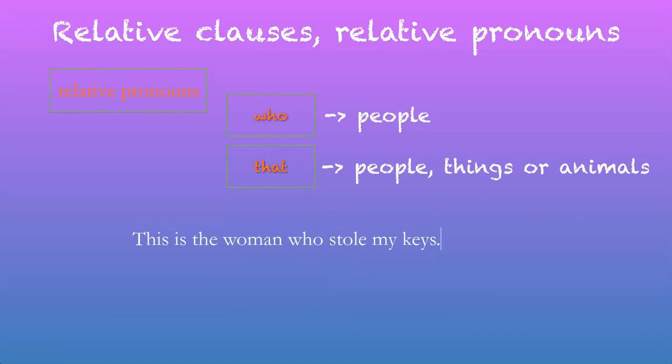So who and that is used for people, and this is the woman who stole my keys. So you want to define the woman. The woman is a person. Then you need who and a relative clause to make it clear who this person is. And you can also say this is the woman that stole my keys.